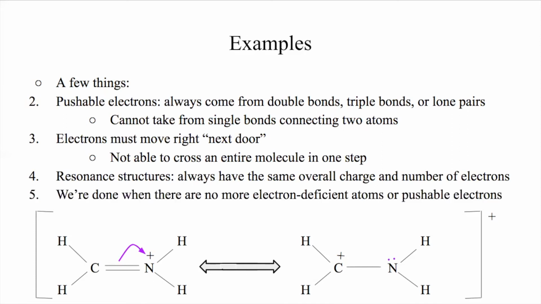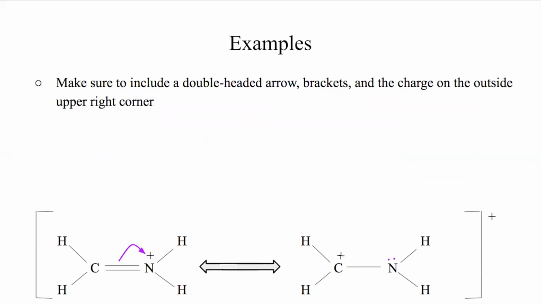Finally, we know that we're done drawing resonance structures because there are no more available electron-deficient atoms, and there are no more pushable electrons. The hydrogen atoms do not want electrons, and we already traded between the carbon and the nitrogen atoms. Don't forget to draw a double-headed arrow, brackets, and the charge in the outside upper right corner. We finished! Next, let's do H2SO4.